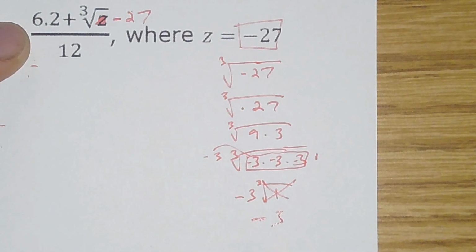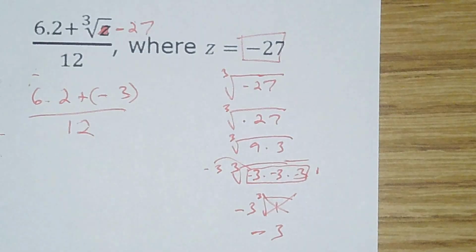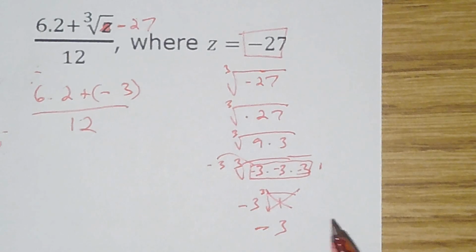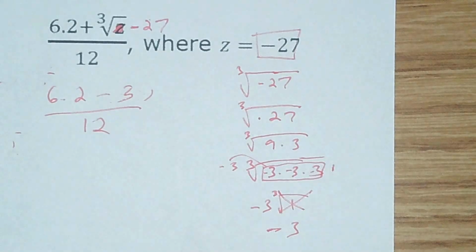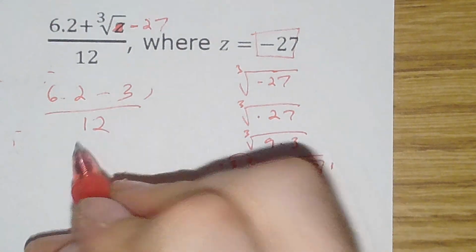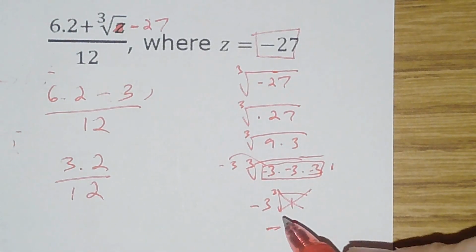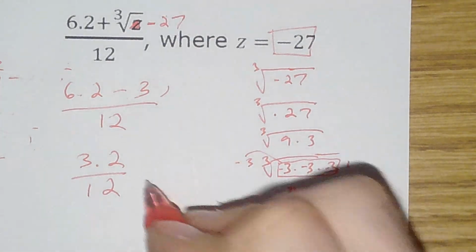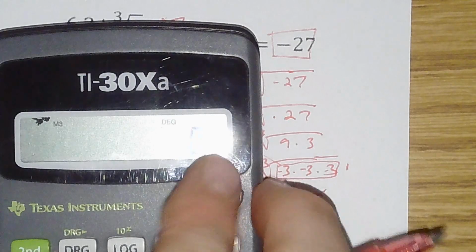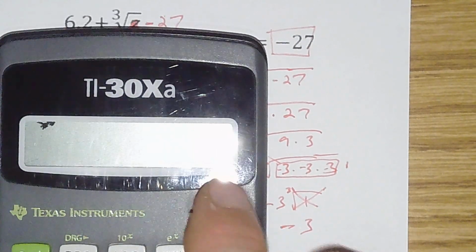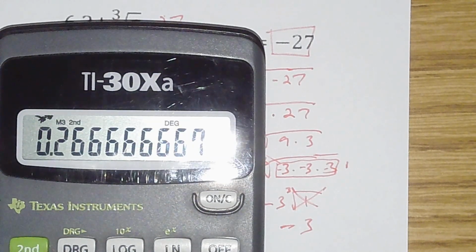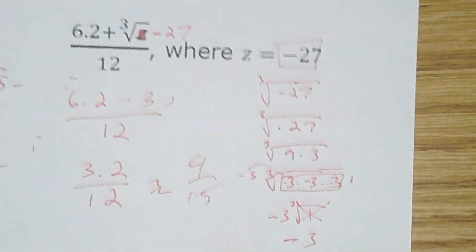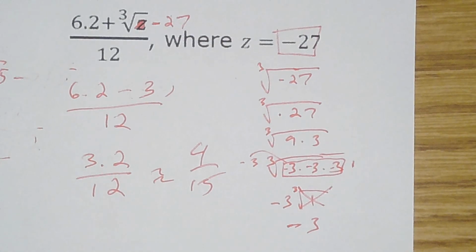the negative 3. So this term can be written as 6.2 plus negative 3 divided by 12. So this becomes a 6.2 minus 3, and that's going to be 3.2 divided by 12. So 3.2 divided by 12, whatever that becomes. Showing the math, 3.2 divided by 12 equals that. Convert that to a fraction, it's 4/15. Okay, I don't think you're going to have anything that complicated on the test, and if you are, I'm going to let you use a calculator.